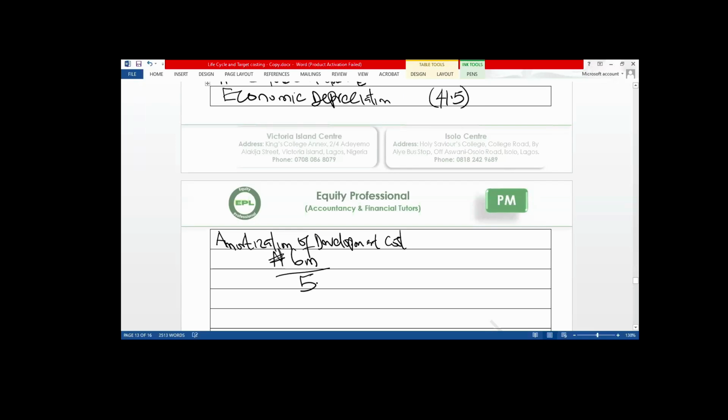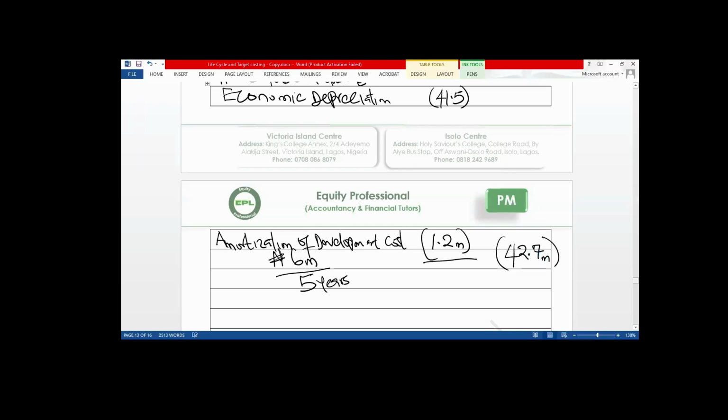This cost incurred was 6 million, for a project that will be beneficial for 5 years. So 6 million divided by 5 years. What is the annual amortization cost? 1.2 million. These two items will be deducted. 41.5 plus 1.2 becomes 42.7 million.